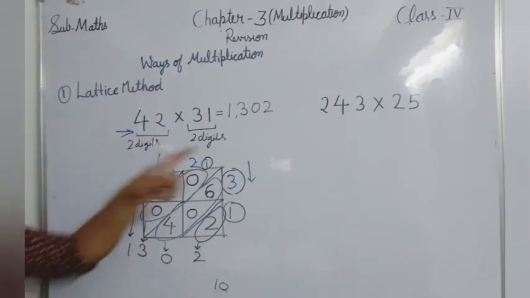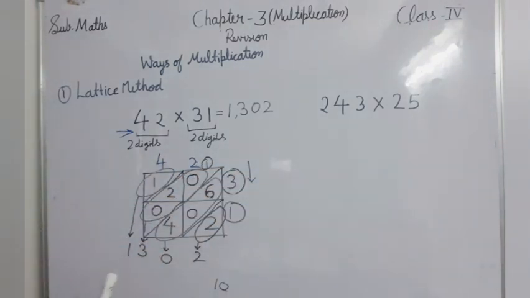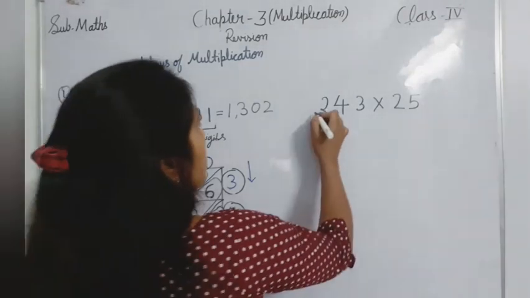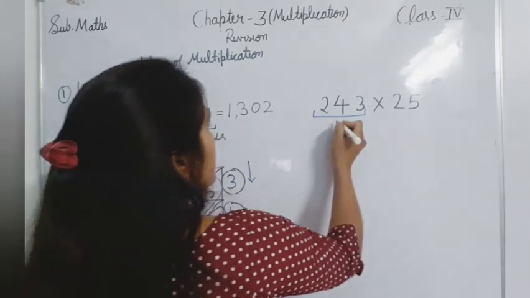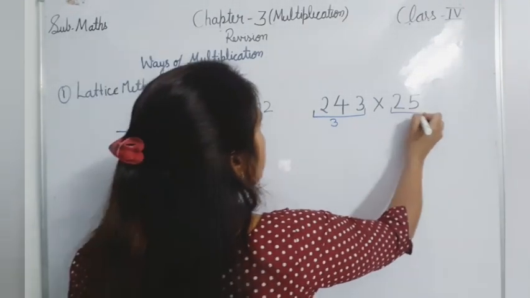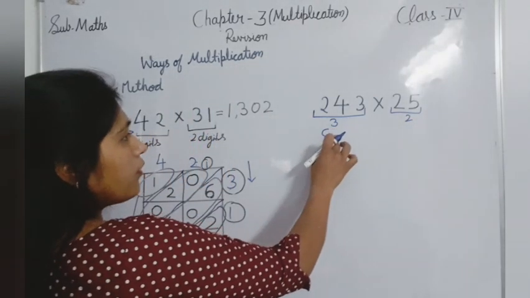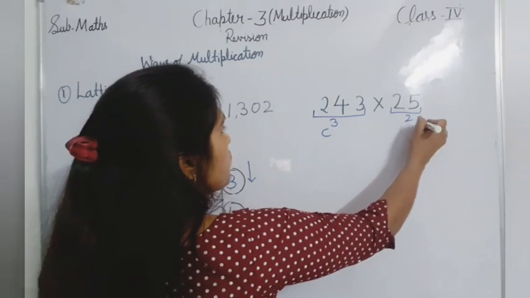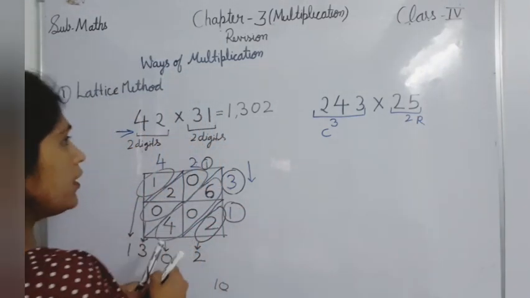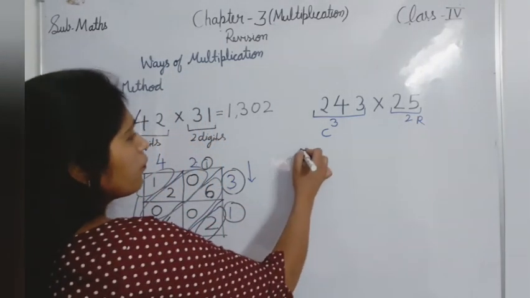So now let's do one problem with a 3 digit number. Here let's make a box. 3 digits are there and 2 digits are there. So this one is for columns. 3 columns we need to draw and 2 rows we need to draw. So let's make 3 columns and 2 rows.